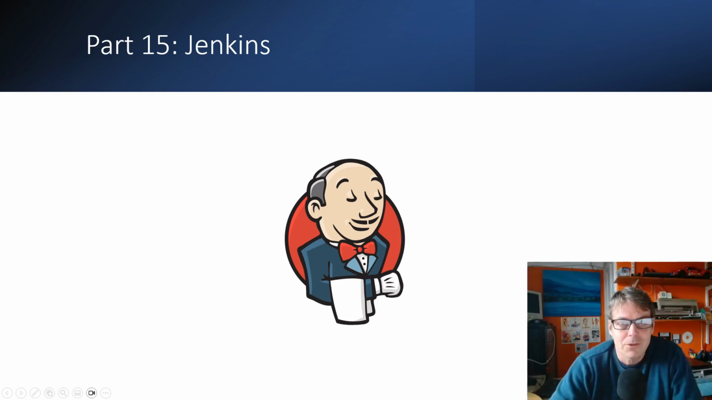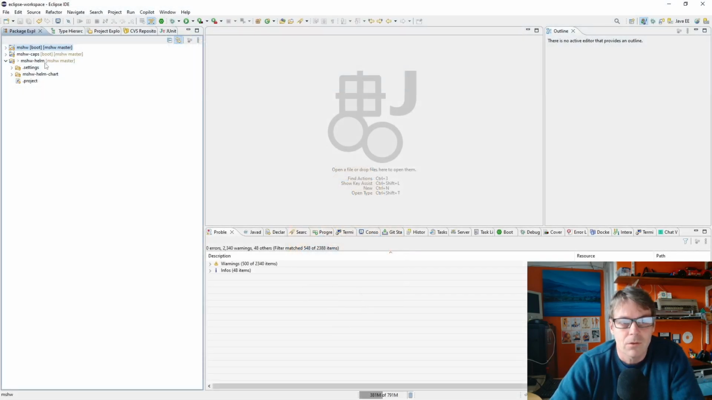So I'm going to show you how to use Jenkins to automate the build, package and deployment of a Kubernetes application built in Spring Boot. So I've got my microservice application consisting of two very simple microservices, MSHW, which stands for Microservice Hello World.